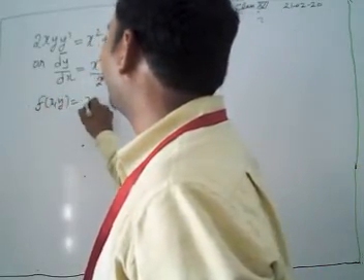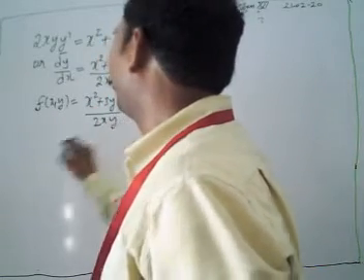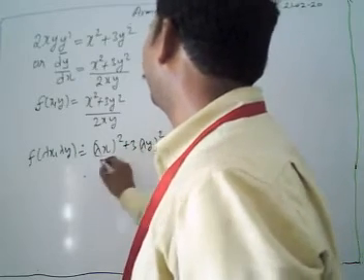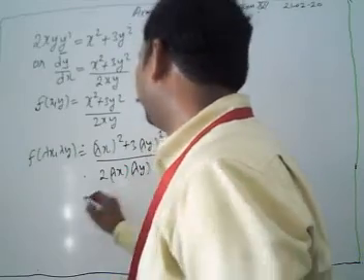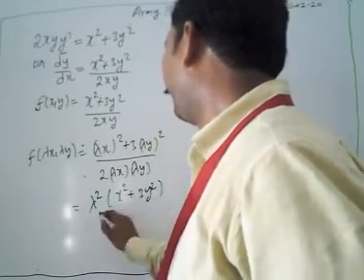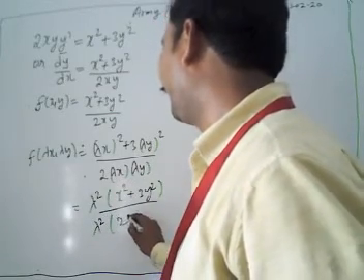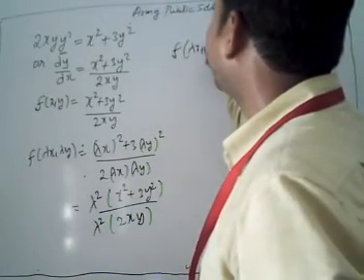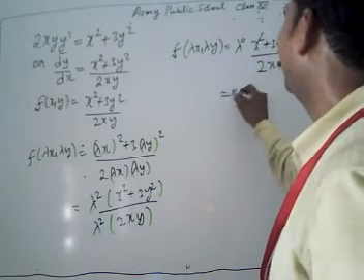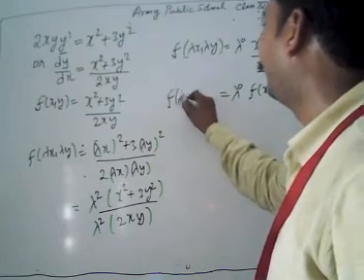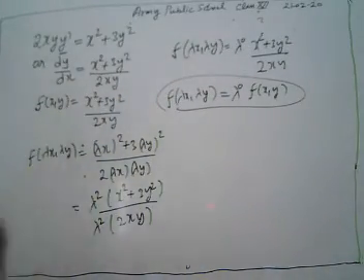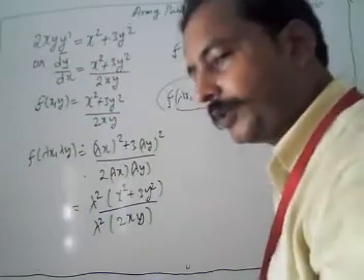Take f(x,y) = (x² + 3y²)/(2xy). Then we take f(λx, λy), putting λx at the place of x: (λ²x² + 3λ²y²)/(2λ²xy). Taking λ² common, we have λ²(x² + 3y²)/(λ²·2xy). Finally, f(λx, λy) = λ⁰ (x² + 3y²)/(2xy), which means f(λx, λy) = λ⁰ f(x,y). So we have shown that the given equation is homogeneous. I hope you are able to show it easily.